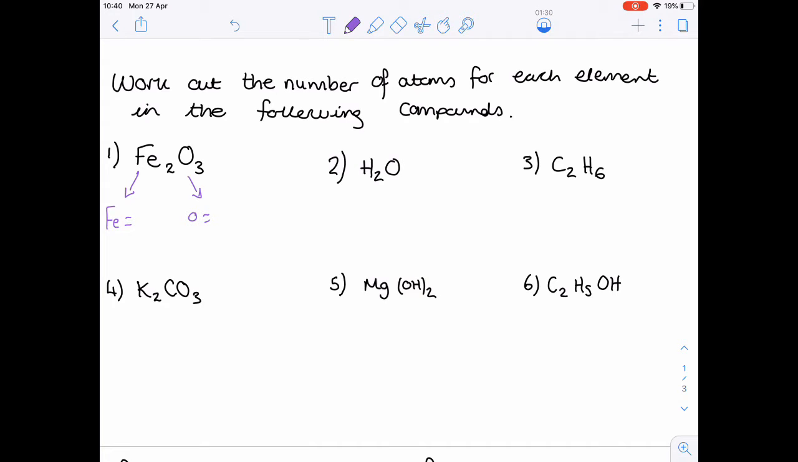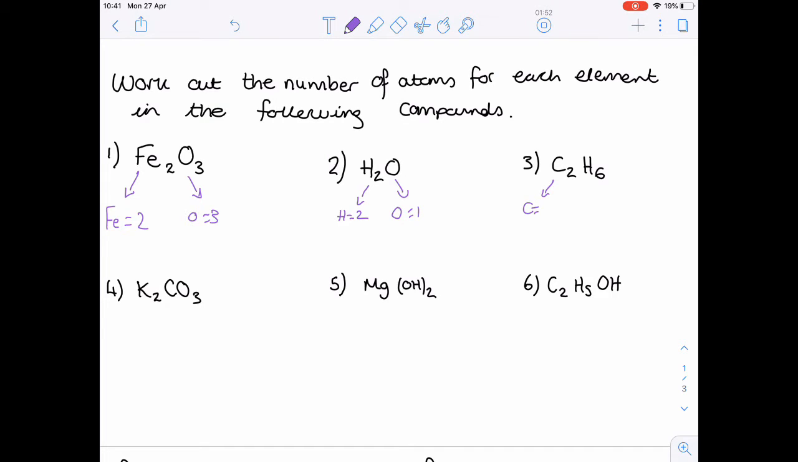Okay, so you should have had a chance to have a go through this. So Fe is 2 because there's a little 2 after it. O is 3 because there's a little 3 after it. H has got a little 2, so H is going to equal 2, whereas O's not got a number after it and no number in front of the whole compound, so it would be O equals 1. It's not 0, it's 1.